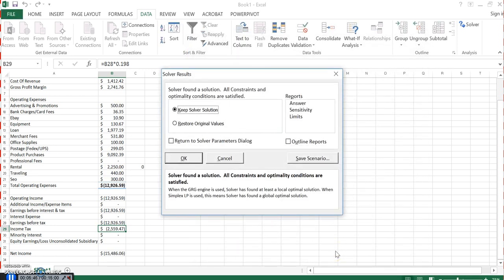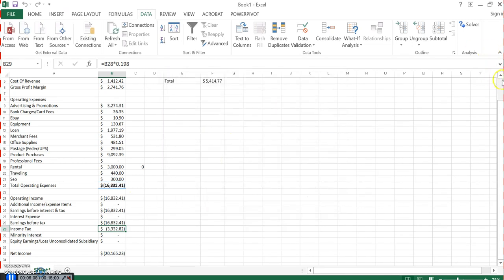You notice that there's a difference in terms of total operating expenses, and our constraints were certainly honored as well. That leaves us with $12,926.59, which is an improvement, definitely. So let's cancel this and think of something else.